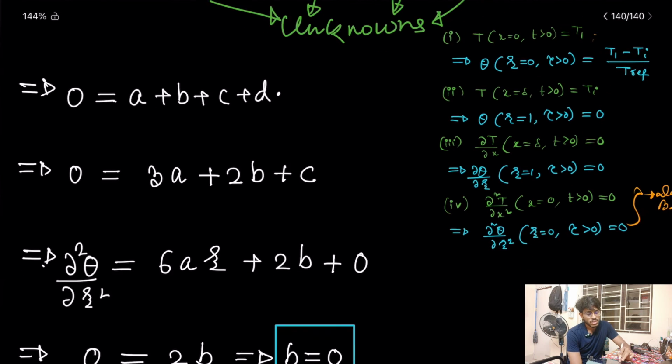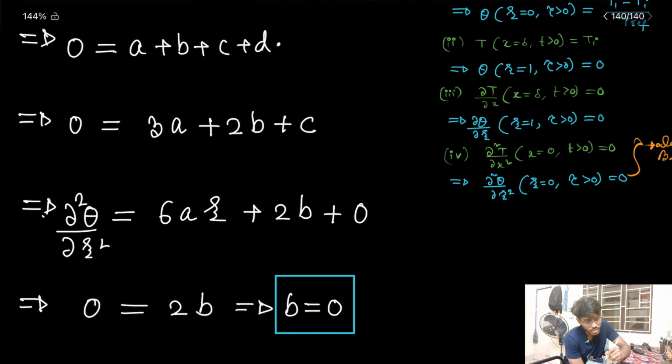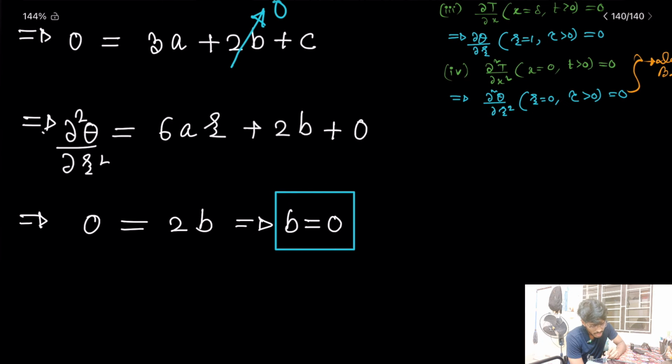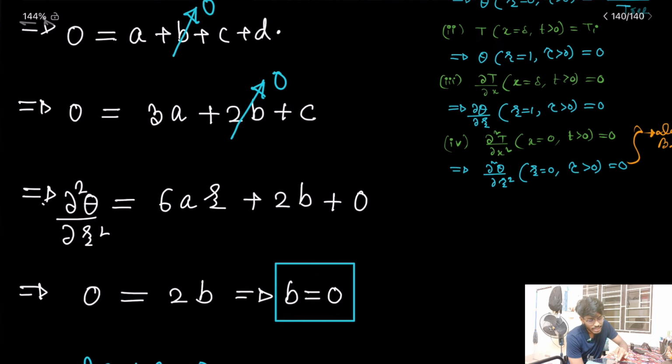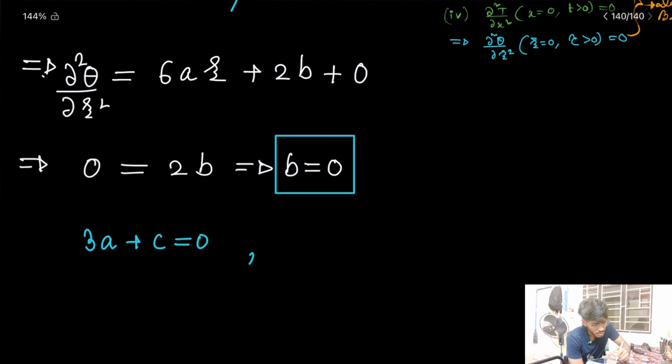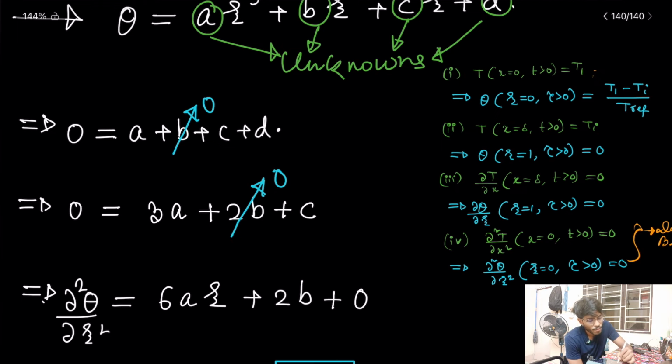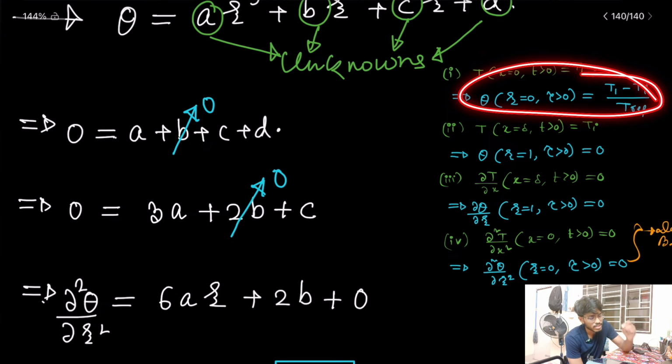Clear? So if my b is equal to 0, then I can put 0 here and 0 here. Okay, so let me write these two equations. I have now 3a plus c equal to 0 and a plus c plus d equal to 0. So still I am remaining with one more boundary condition, and that is this.